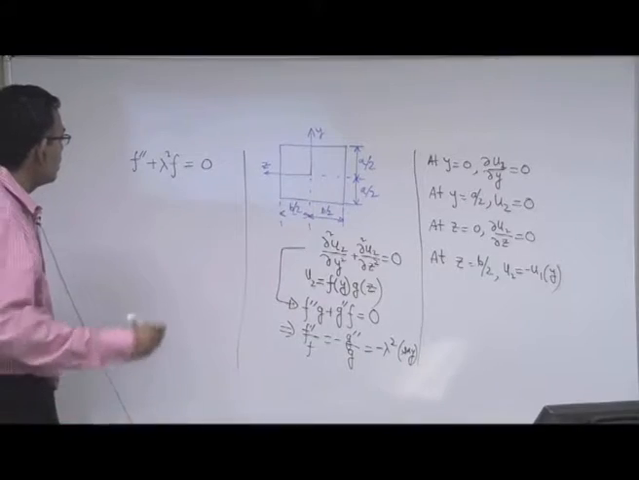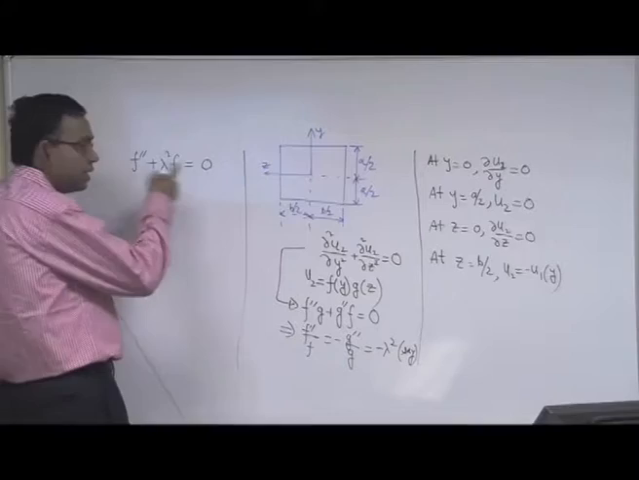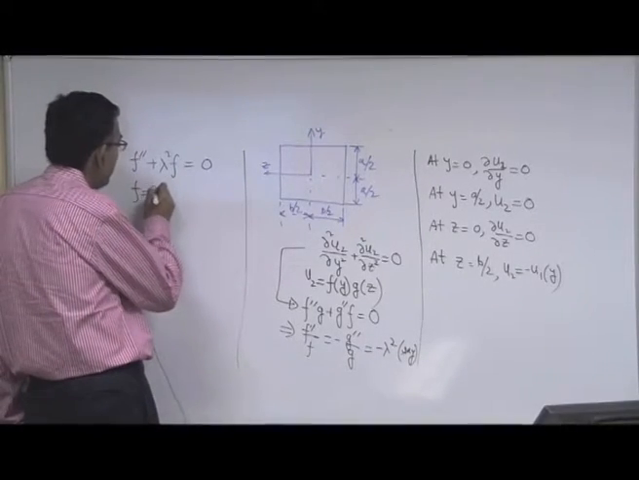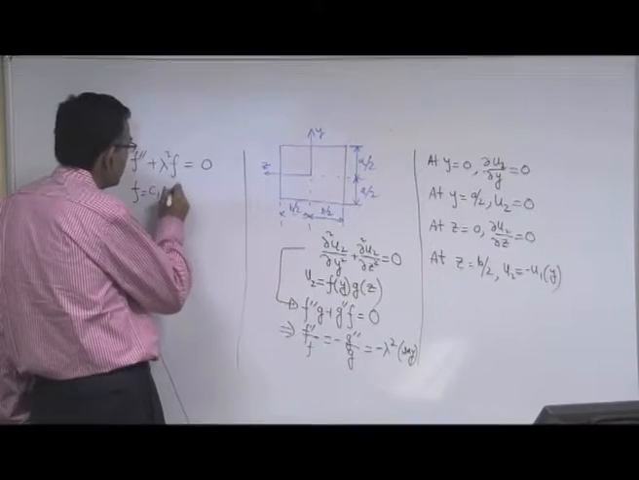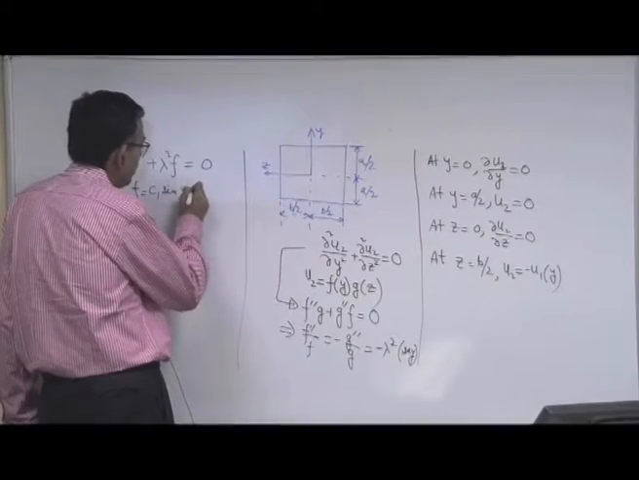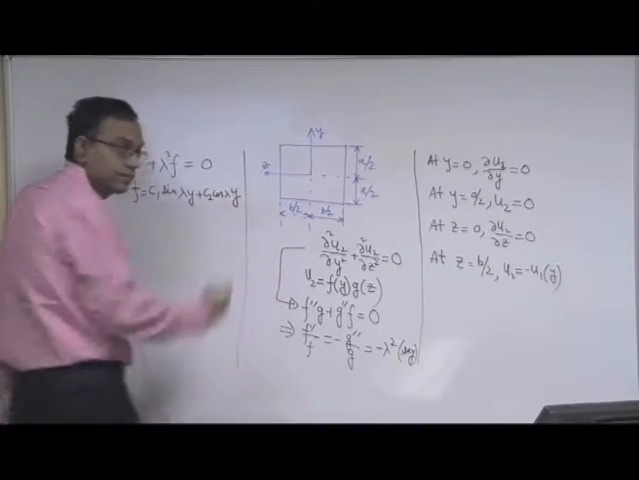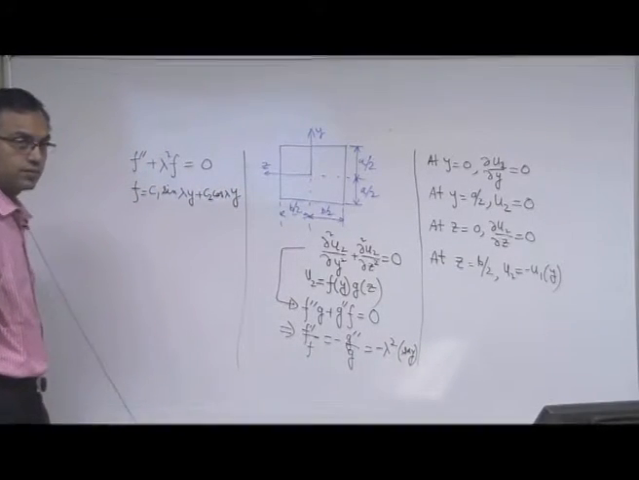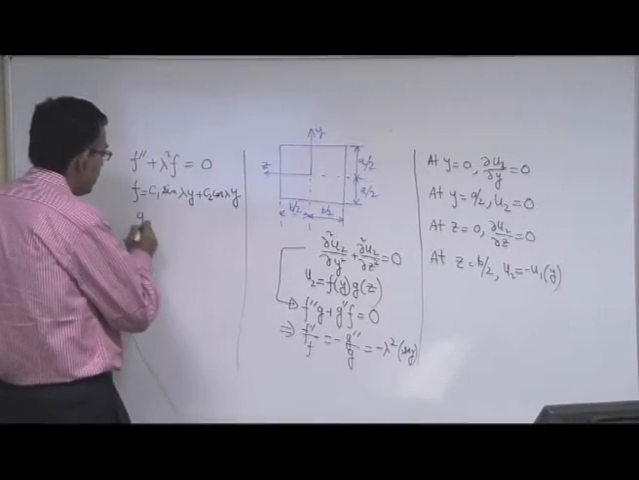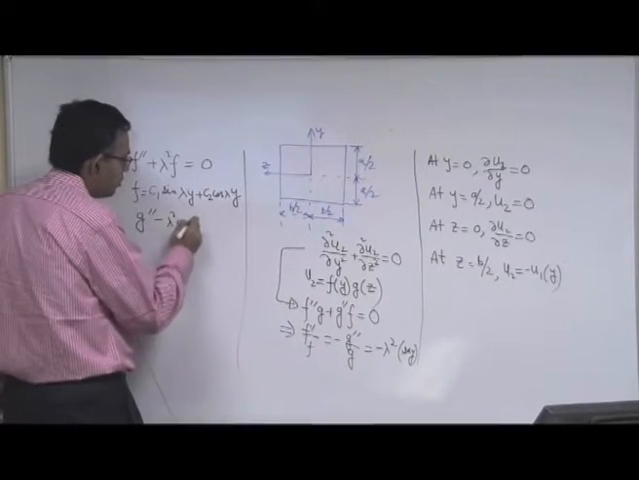What does it mean? What are the solutions of this? Sine and cos. So f is equal to say C1 sine lambda y plus C2 cos lambda y. Similarly for G you have G double dash minus lambda square G is equal to 0.